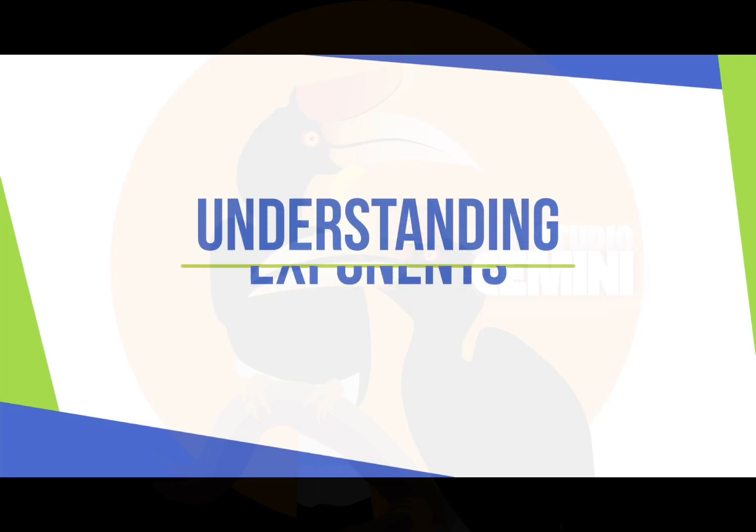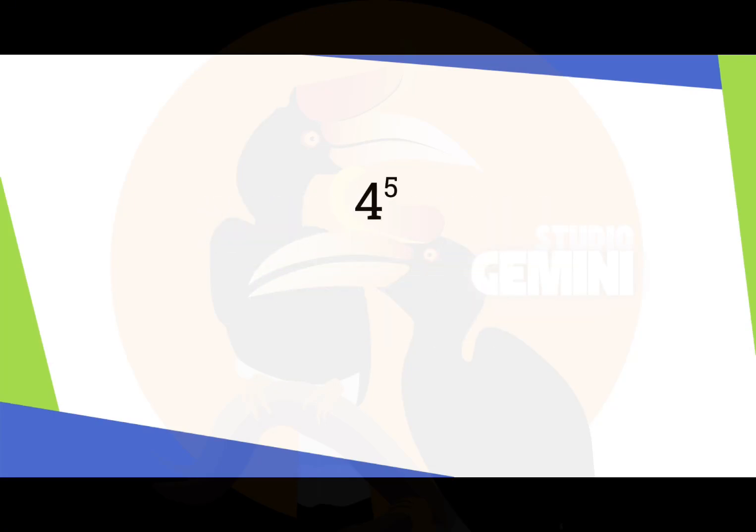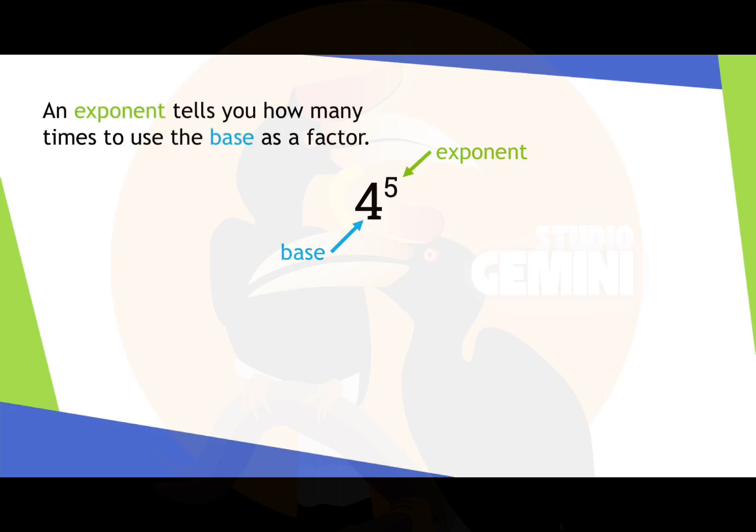In today's lesson, we are going to dive into exponents. Here's an example of an expression with an exponent. The number 5 is the exponent. The number 4 is the base. An exponent tells us how many times we use the base as a factor. So 4 to the 5th power is 4 times 4 times 4 times 4 times 4, since we use 4 as a factor 5 times.